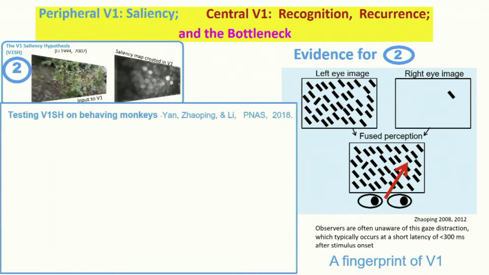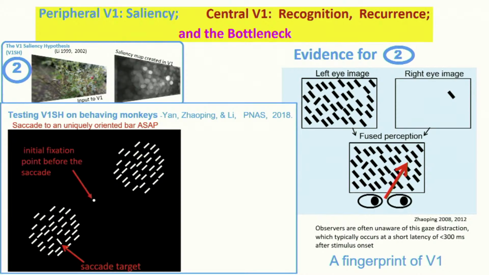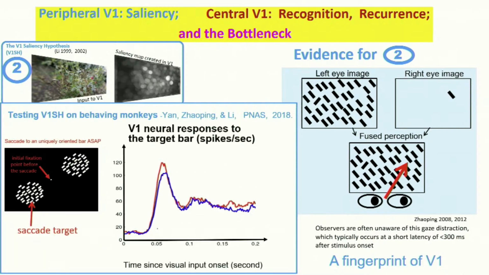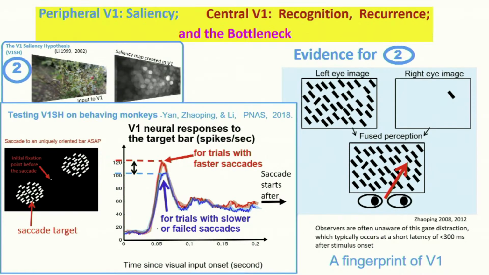Another evidence comes from an experiment in which a monkey tries to find a uniquely tilted bar to saccade to it as quickly as possible. Meanwhile, we record from V1 neurons responding to the target bar. This plots the neural responses versus the time since the bars appear before the monkey makes the saccade. This is the average response from trials with a faster onset of the saccade. This is from trials with slower or incorrect saccades for the same visual input. Their difference should therefore be associated with the saliency difference in behavior. This difference is significant at a very short latency of 40 to 60 milliseconds, too short for the saliency signal to arise from feedback from any downstream visual regions.